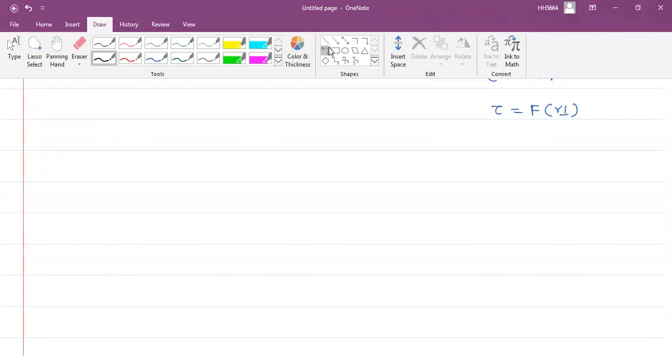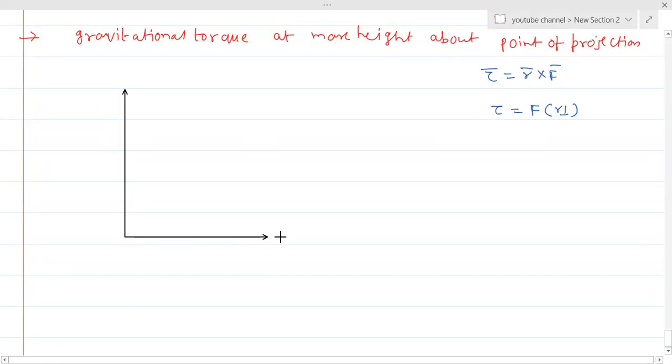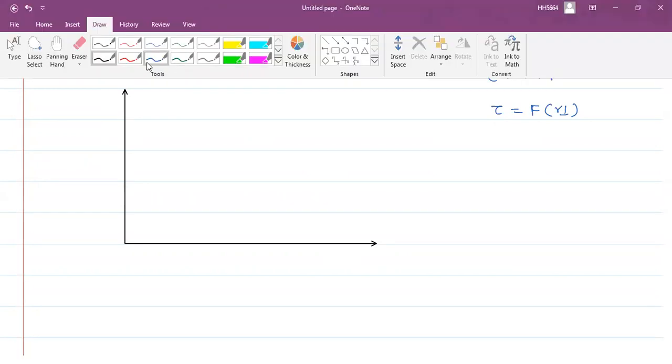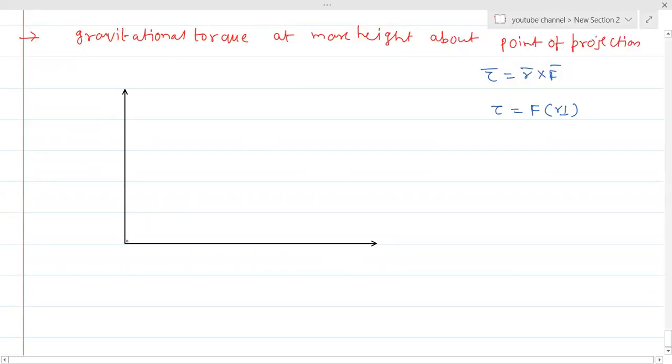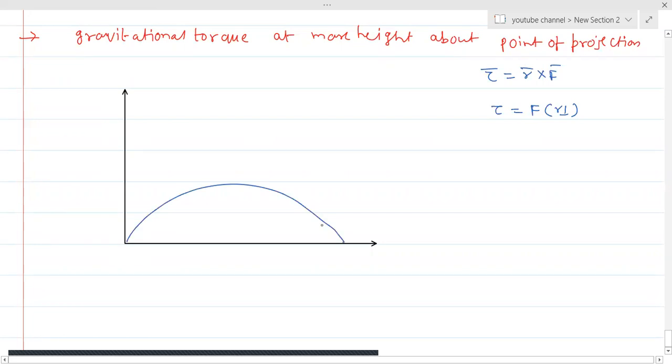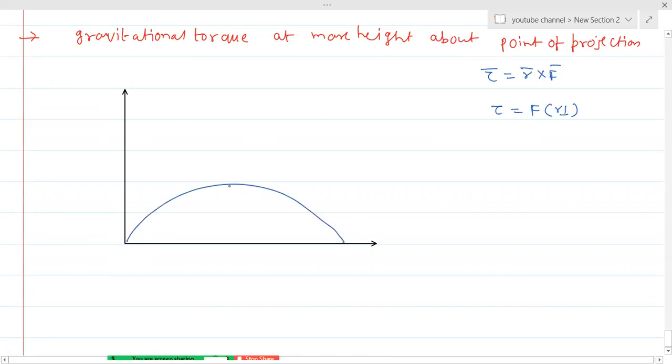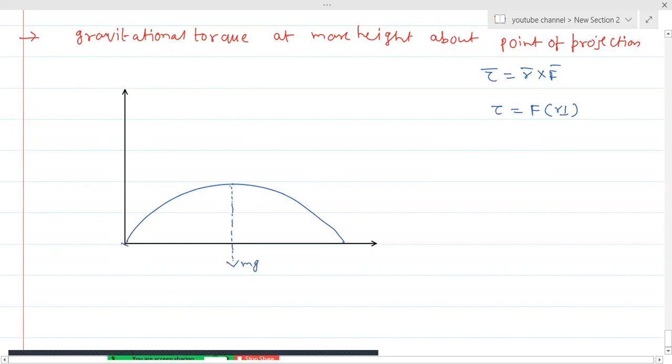For example, now we are going to see gravitational torque. This is the oblique projectile. At the maximum height, this will be the force direction mg. This will be the point of projection. So here also I am drawing a parallel line.